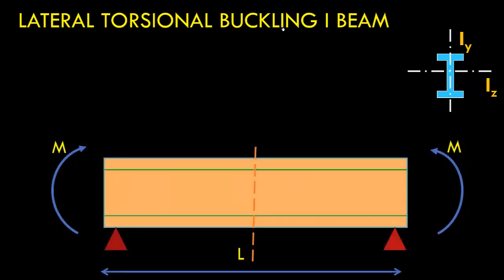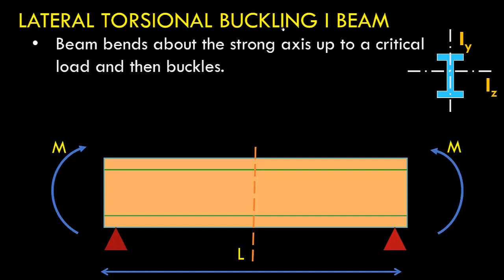So now let us consider a simply supported I-beam, and a moment of amount M has been applied at both ends of this beam, and the length of the beam is given, that is L. Now what will happen if I increase my moment M? What will happen to the bending of the beam? So the beam will first bend and it will deflect in the vertical direction. But after a certain point, if I keep increasing moment M, the beam will laterally deflect, and this phenomenon is called lateral torsional buckling.